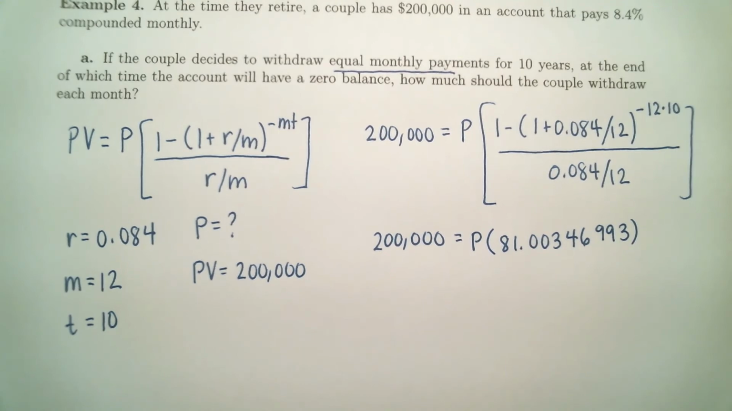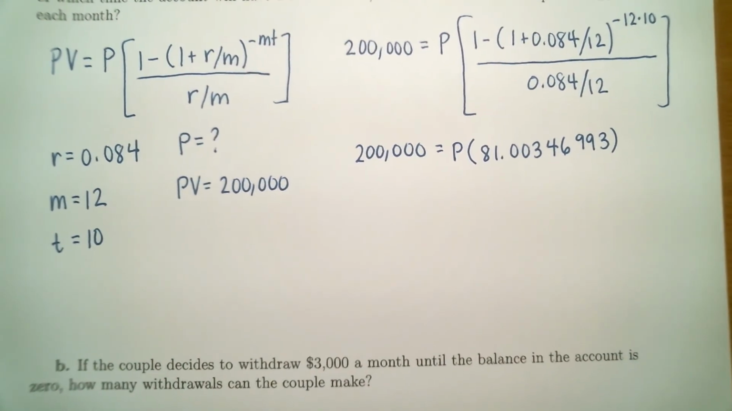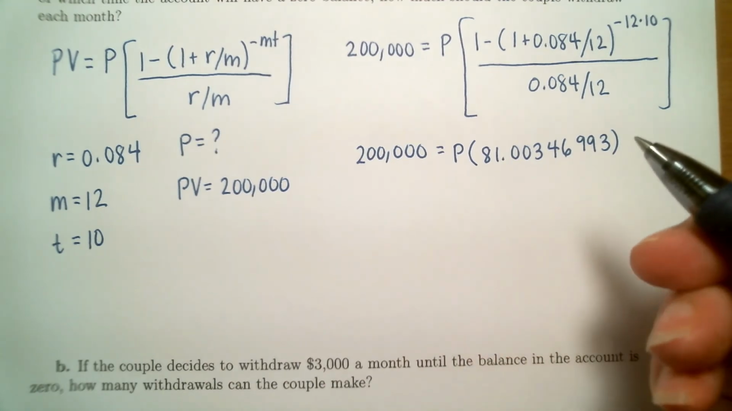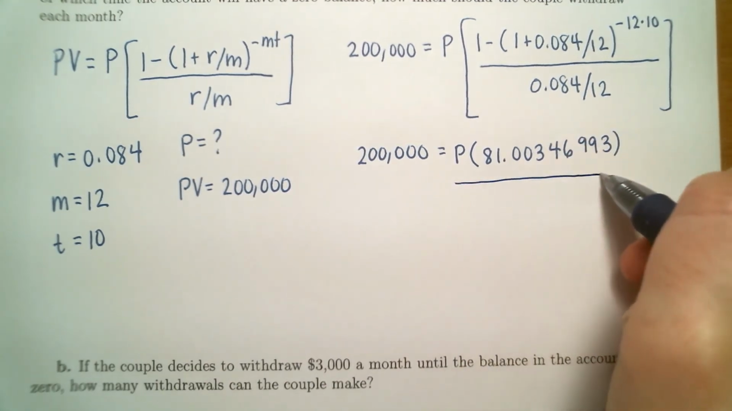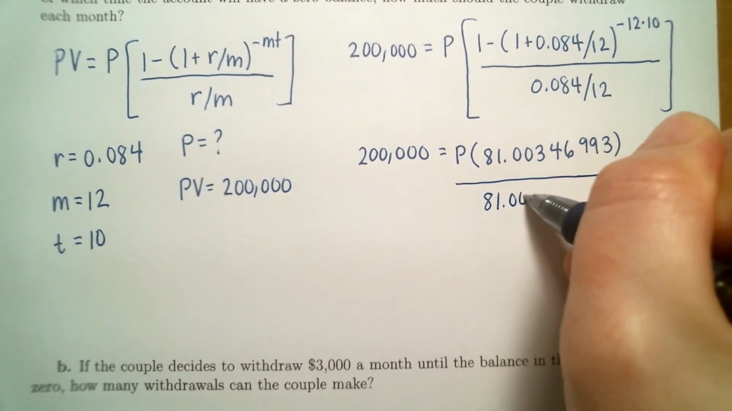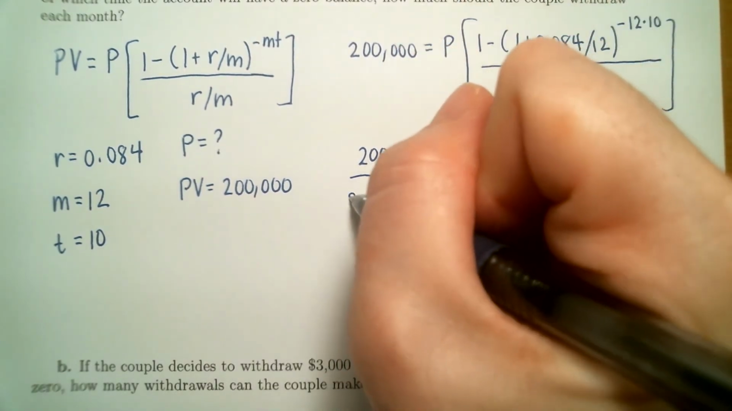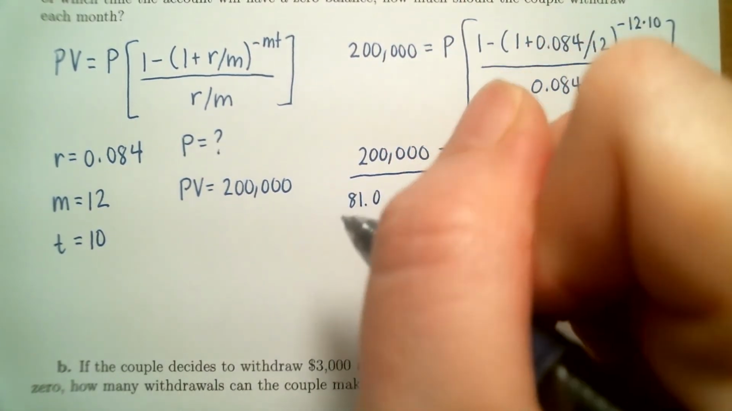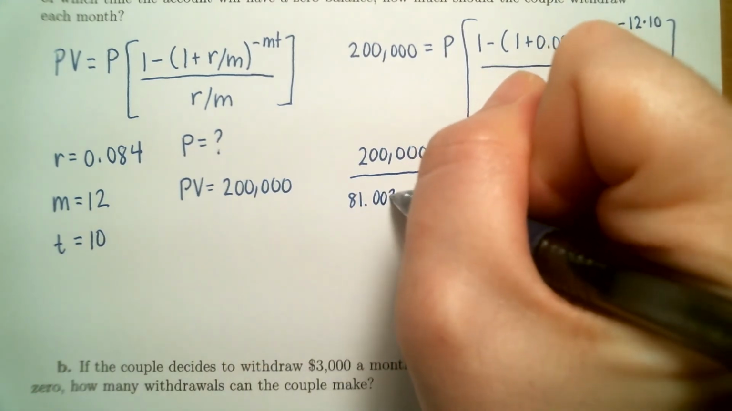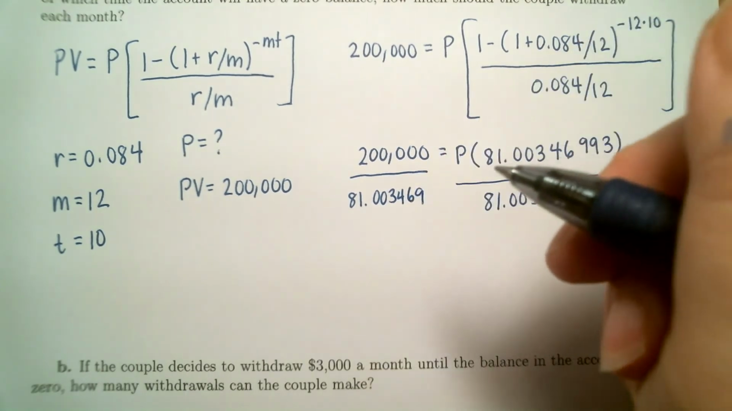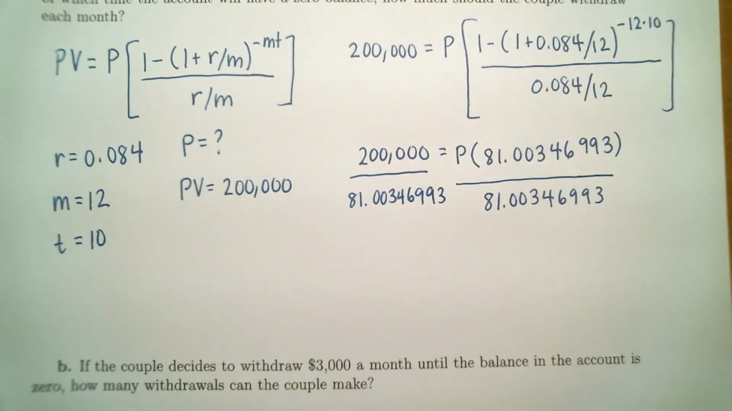We've got to isolate P because that's what we're solving for. P is multiplied by this number, so to get P by itself, you're going to divide both sides by this number. Let me write this down. So there we go. Now we just need to punch this into the calculator and we will have our P value.